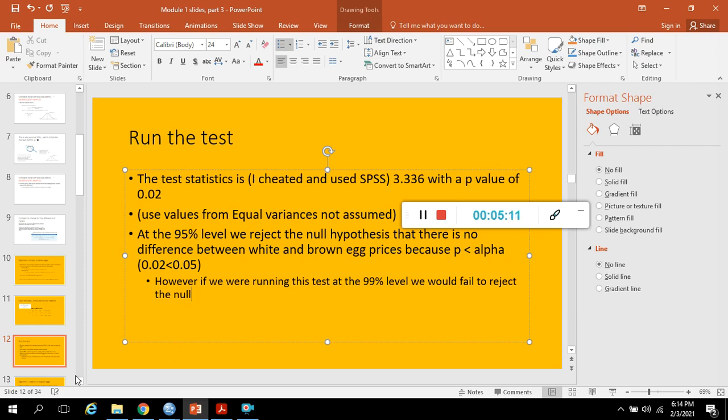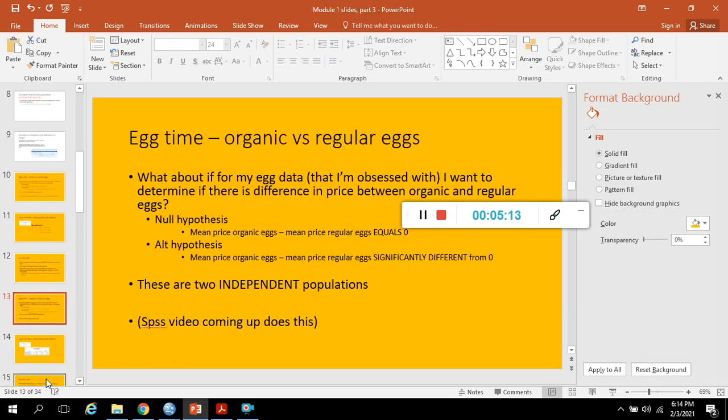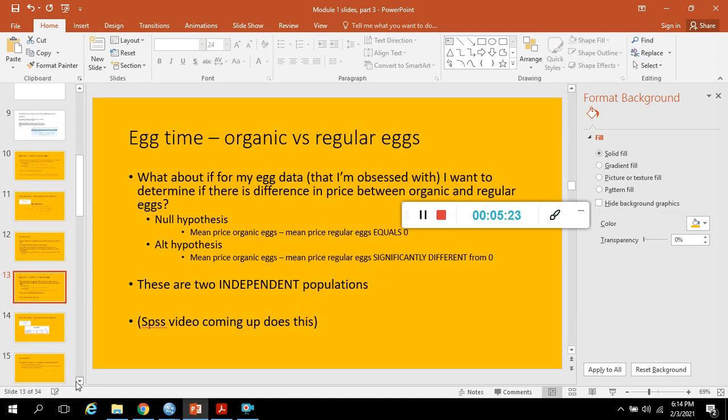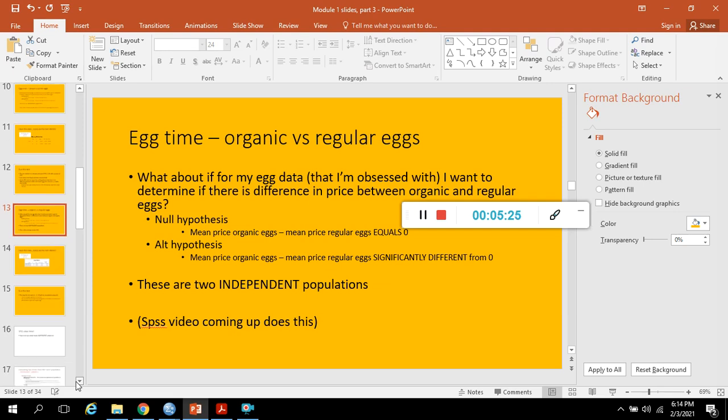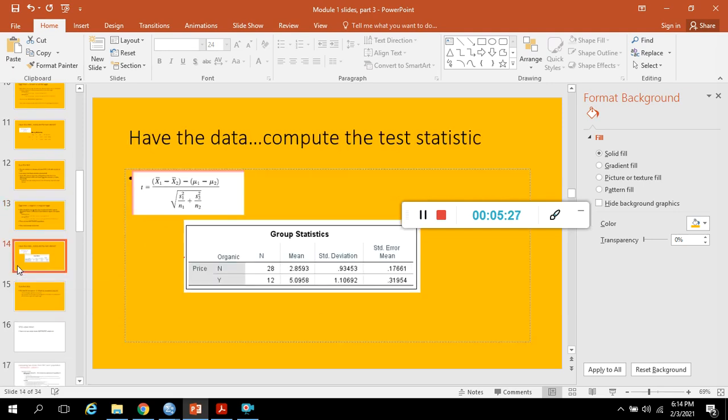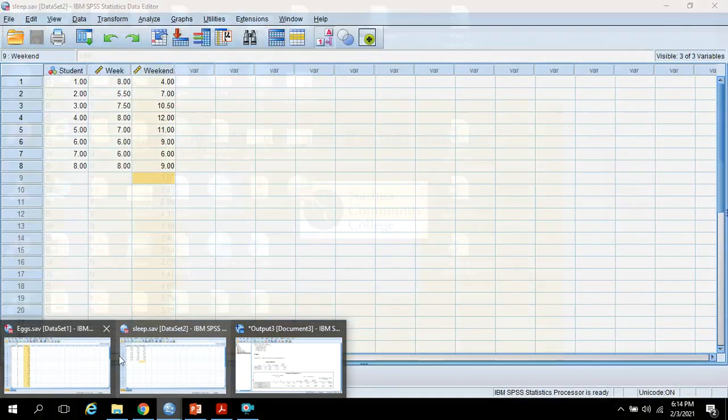All right. Similarly, I also ran a test of organic versus regular eggs. Basically, it's the same test except the groups are organic eggs versus regular eggs. I just wanted to see if organic eggs were more expensive, which of course they are. Let's go ahead and run this in SPSS to show you where I got these results from.